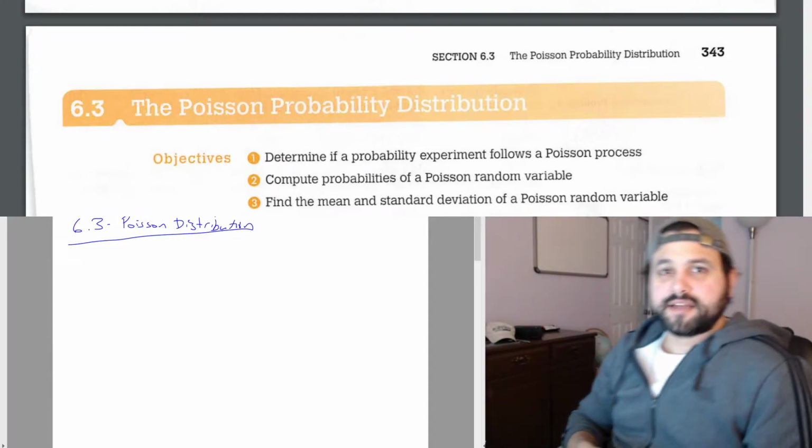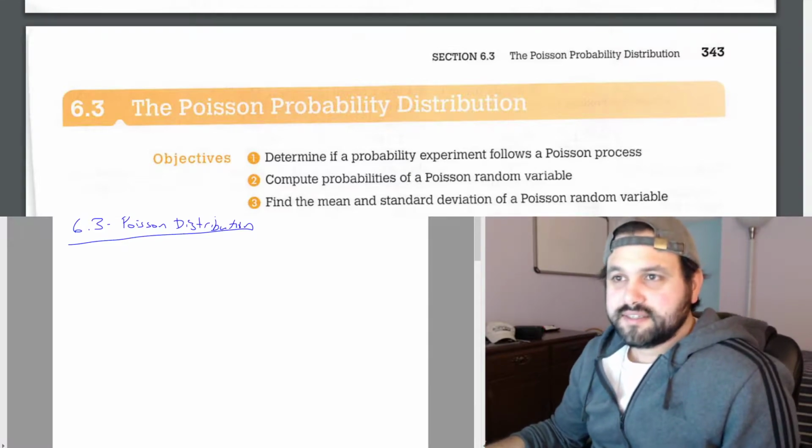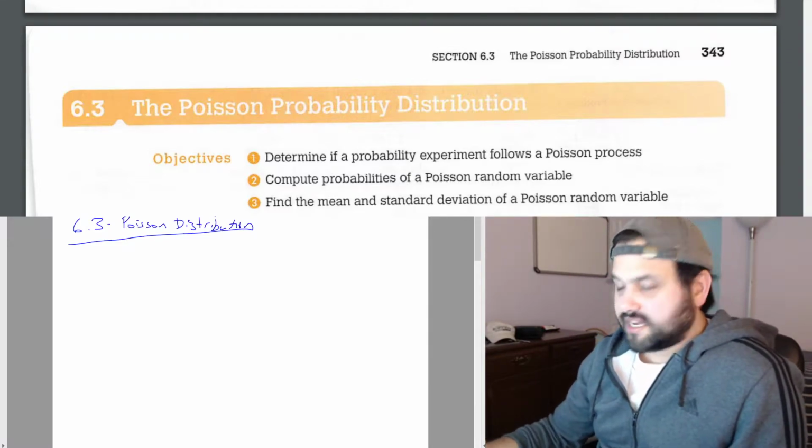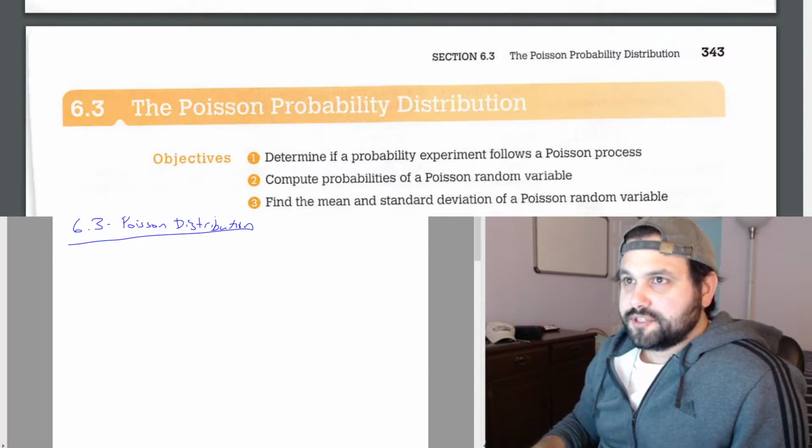All right, welcome back to another week of statistics. We are talking about 6.3. This is the Poisson distribution.